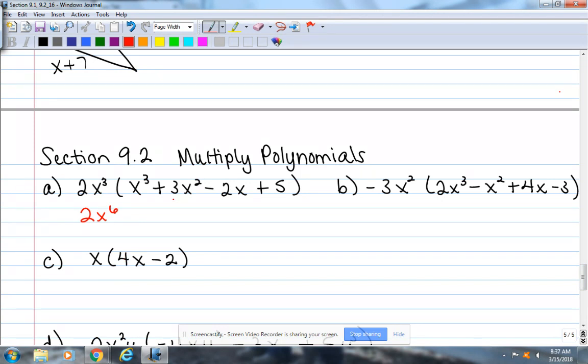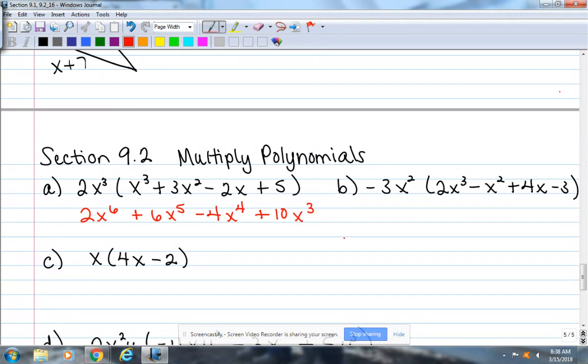Then I do my second term in the polynomial. 2 times 3 is 6, and x to the third times x squared is x to the 5th. Y'all with me? All right. 2 times negative 2 is what? Negative 4. And x to the third times x is what? X to the 4th. And 2 times 5 is 10. And it doesn't have an x, so you keep the one you got over there, x to the third.